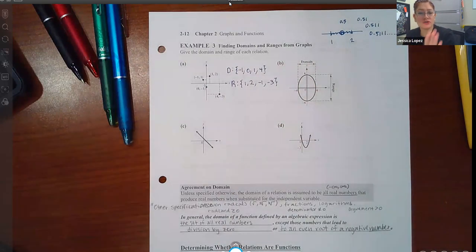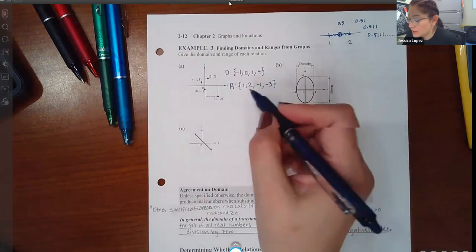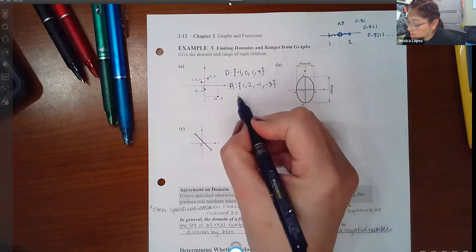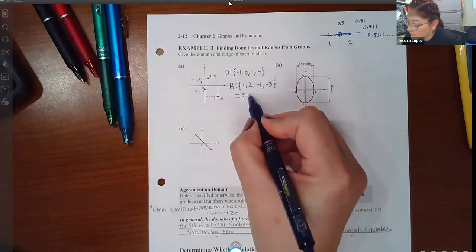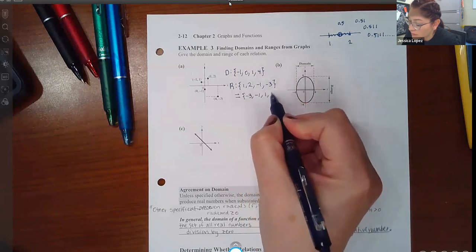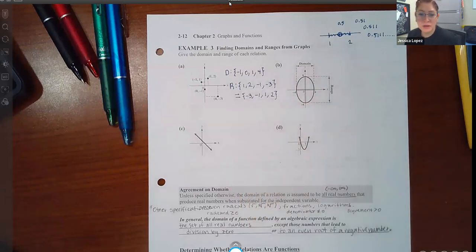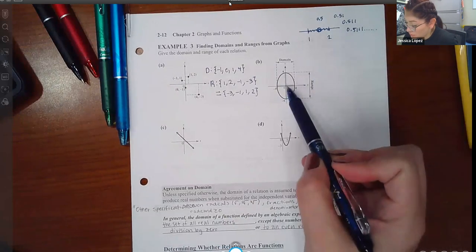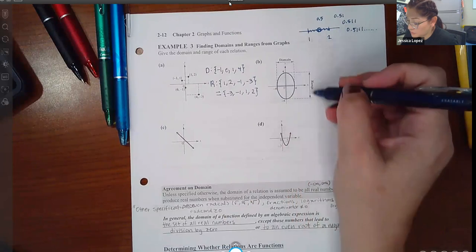And the order in which you put your list doesn't matter unless the problem specifically says that the list has to be in a certain order. If they tell me that the order has to be from least to greatest, this is already from least to greatest. If I wanted this one to be least to greatest, it would actually be -3 first, then -1, then 1, and then 2. But I don't think they ask you specifically for them to be in a specific order, okay? Now, here we have x values, which is your domain, and y values, which are your range.